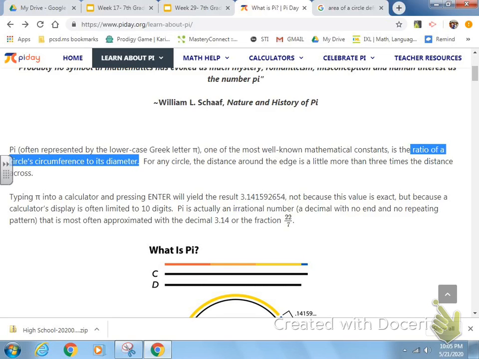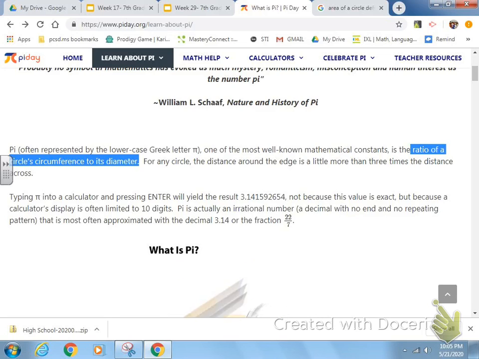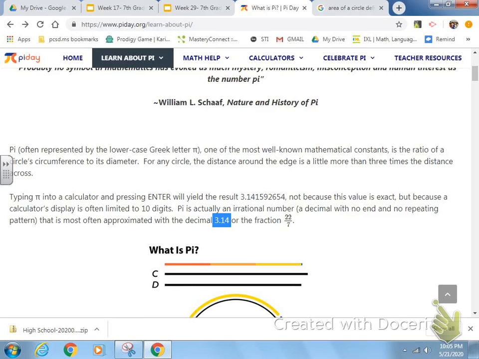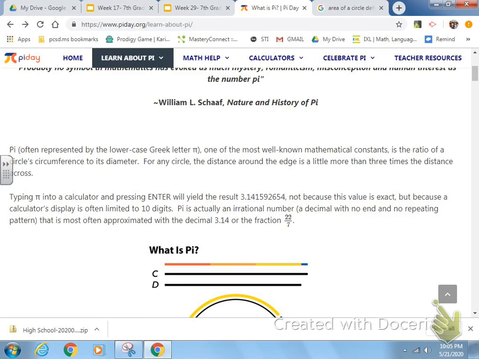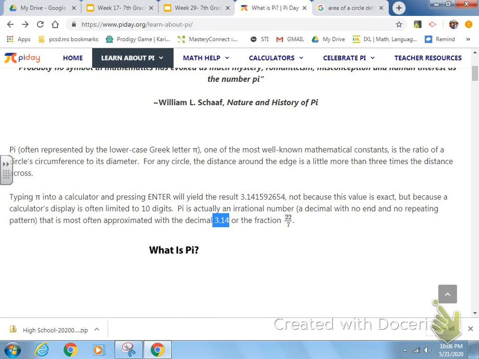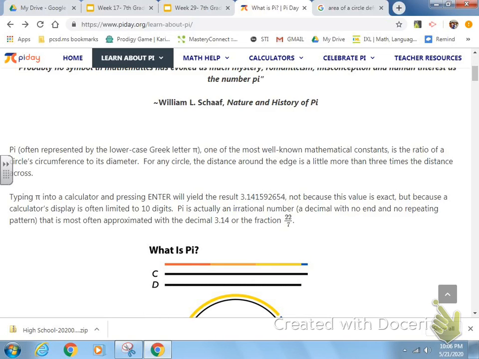Anytime we're using pi this year, we're most of the time going to use the approximated form of it, 3.14, and that's where Pi Day comes from: the 3rd month, the 14th day of the 3rd month. So it's a little fun fact there. Or you might also see a fraction used, 22/7. Most likely we're going to be using 3.14 as our approximation of pi this year.